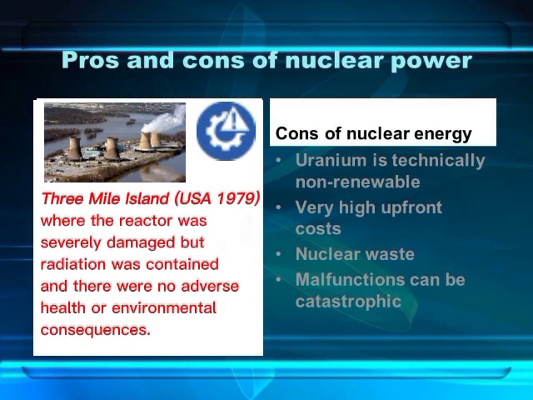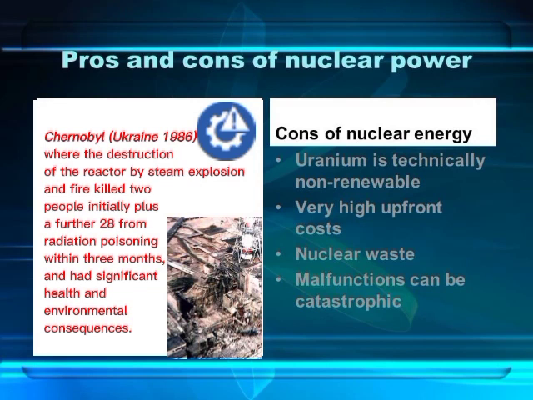First is Three Mile Island in the USA in 1979, where the reactor was severely damaged but radiation was contained and there were no adverse health or environmental consequences. Second is Chernobyl in Ukraine in 1986, where the destruction of the reactor by steam explosion and fire killed 2 people initially, plus a further 28 from radiation poisoning within 3 months, and had significant health and environmental consequences.